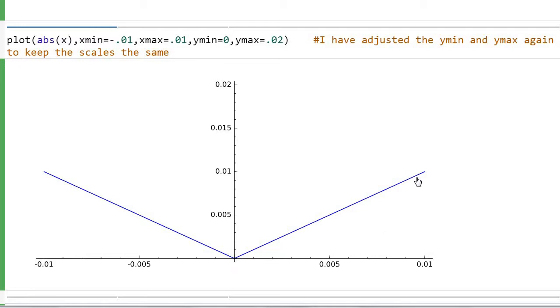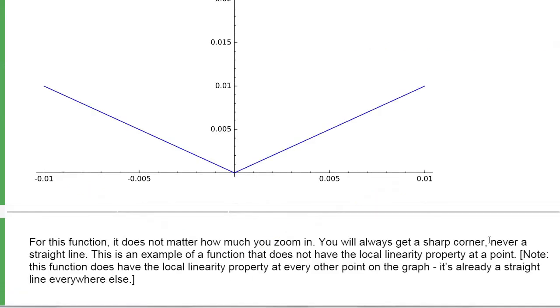So if I zoom in, say over here at 0.01, this thing is already a line. This is a line y equals x on this side of absolute value. Anything over here, this is the line y equals negative x on this side. It's already a straight line. It's only right here at this corner where those 2 lines meet, where it does not have the local linearity property.